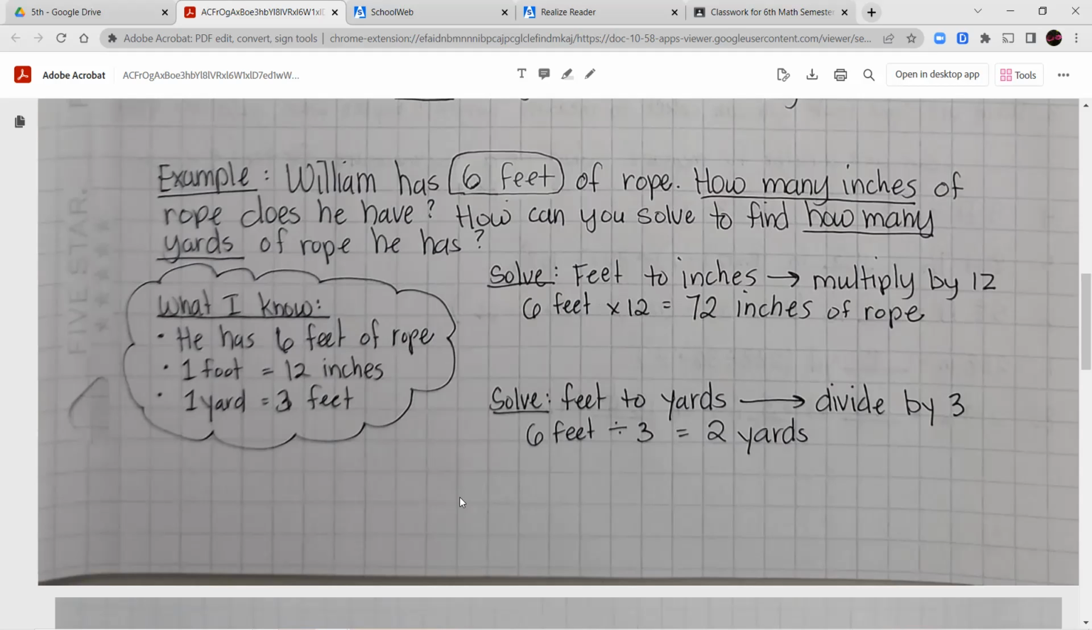So if I want to go from feet to inches, I'm going to multiply by 12 because 1 foot is 12 inches. So I'm going to take those 6 feet, multiply it by 12, and I find out that 6 times 12 is going to give me 72. So that's 72 inches of rope in 6 feet. Now, if I want to solve to go from feet to yards, now I'm going from a small unit to a bigger one. This time I'm going to divide because there are 3 feet in every yard. So I'm going to divide by 3. Now 6 feet divided into groups of 3 equals 2 yards. So I know 6 feet is equal to 2 yards, and it's also equal to 72 inches.